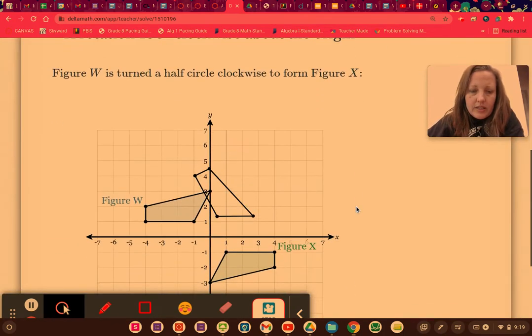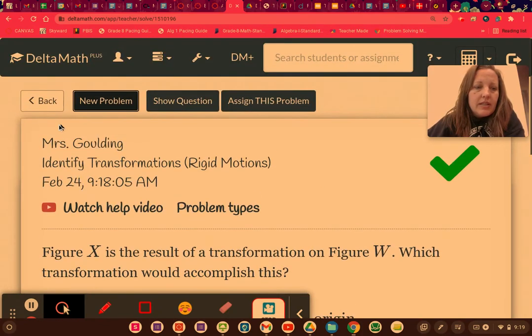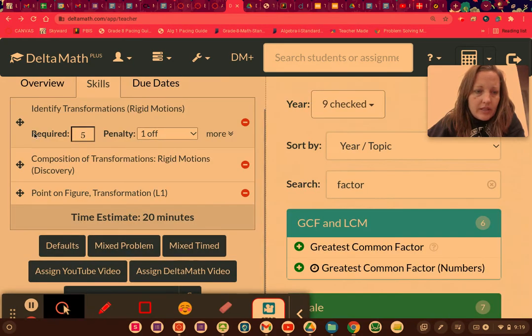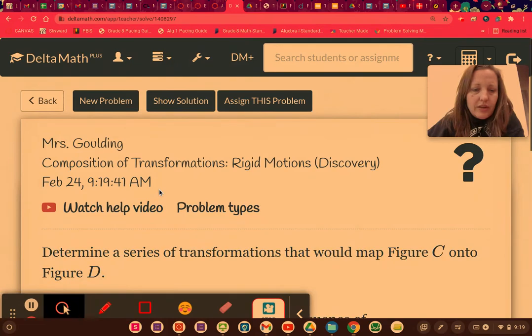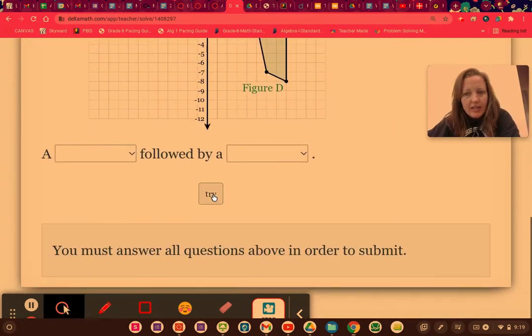And now let's watch it. Good. Okay. Let's go to the next section. And again, don't forget, if you get one that's difficult, watch a help video. Okay, so the next section is different. This is so fun. So you have a try it button. Try. This is different than anything we've done on Delta.